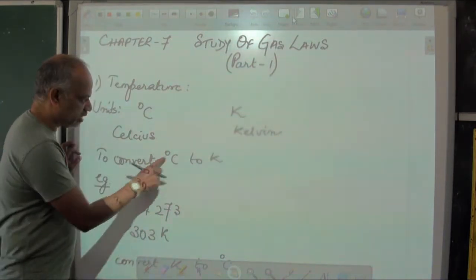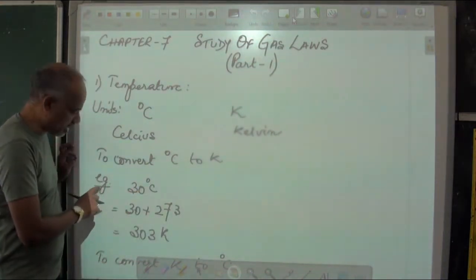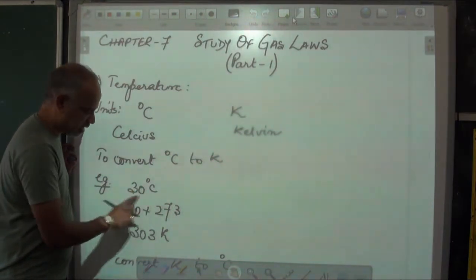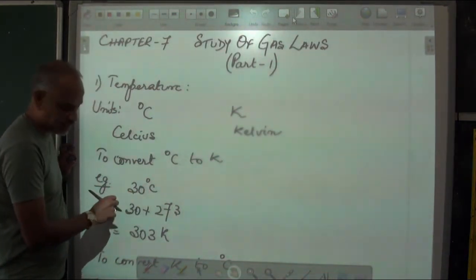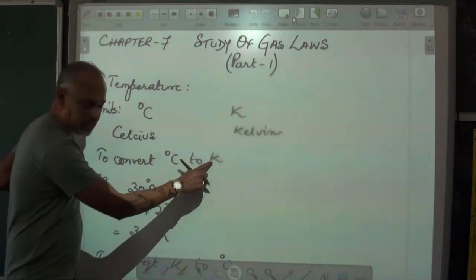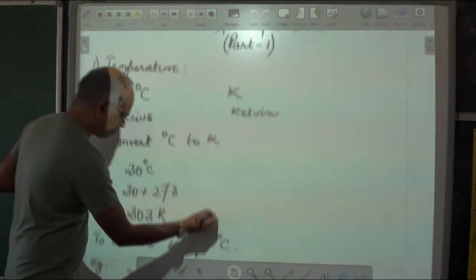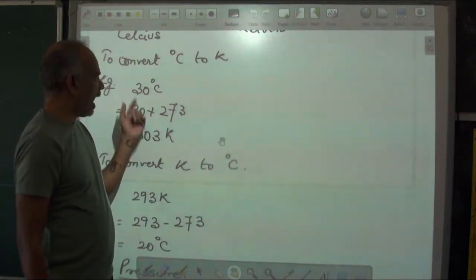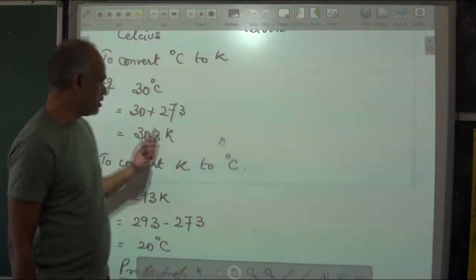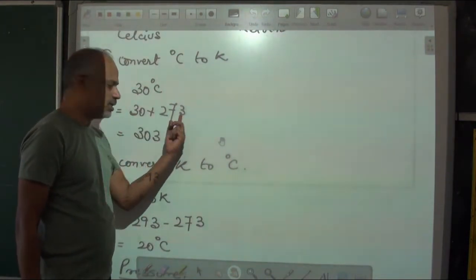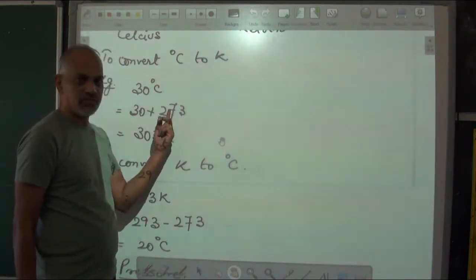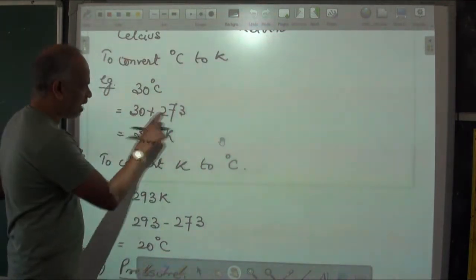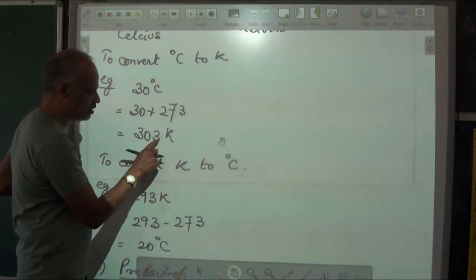To convert degrees Celsius to Kelvin, I've given you an example. Say the temperature is 30 degrees Celsius. If this has to be changed to Kelvin, then to this 30 degrees, which is in Celsius, add 273. So 30 plus 273 will give the temperature in Kelvin. If you add both of them, you will get 303.